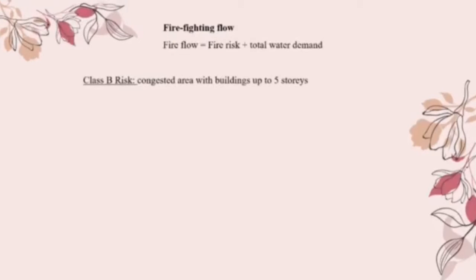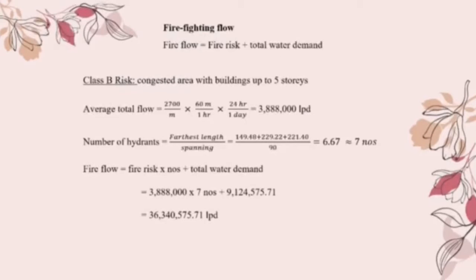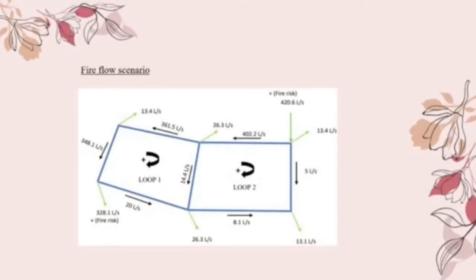Next, we move on to the firefighting flow calculation. For this calculation, the formula used is fire risk plus the total demand. For this project, our group is using class B risk, which is a congested area with buildings up to 5 stories. Then we calculate the average total flow and also the number of hydrants. From those values, the fire flow can now be calculated, but for the fire risk, we need to multiply it with the number of hydrants. Hence, we get the value of the fire flow. Since the value of the fire flow is larger than the peak flow value, the firefighting flow is used as the design flow. So this is the fire flow scenario.